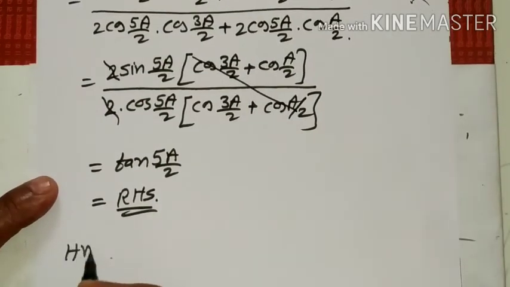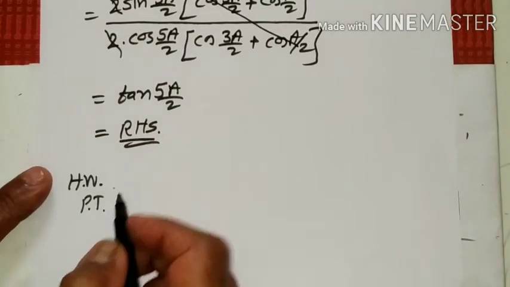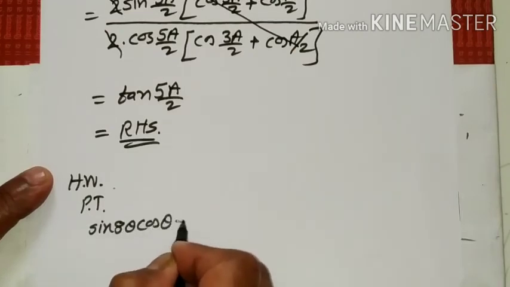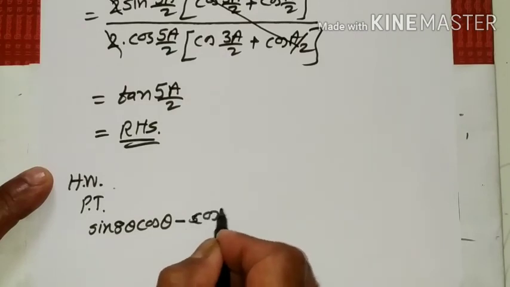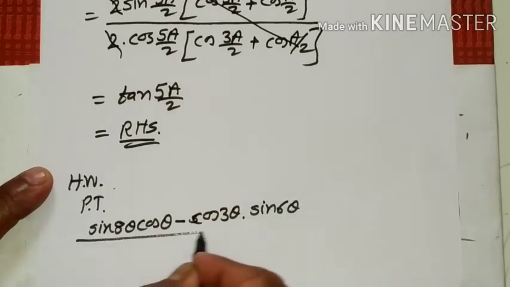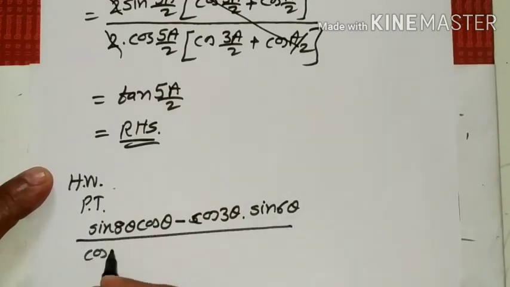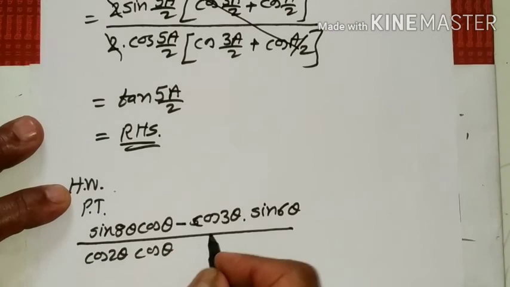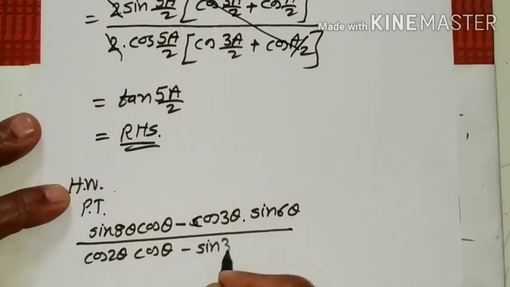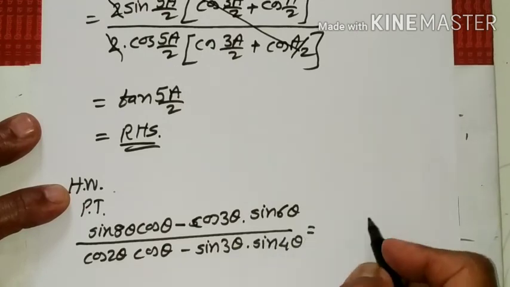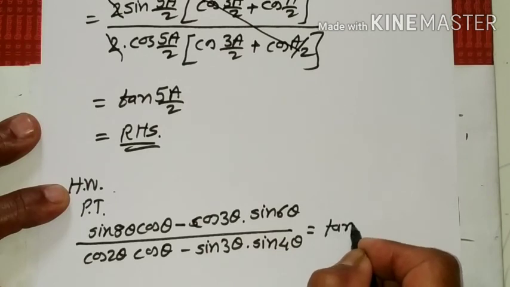Homework. Prove that (sin 8 theta into cos theta minus cos 3 theta into sin 6 theta) whole divided by (cos 2 theta into cos theta minus sin 3 theta into sin 4 theta) is equal to tan 2 theta.